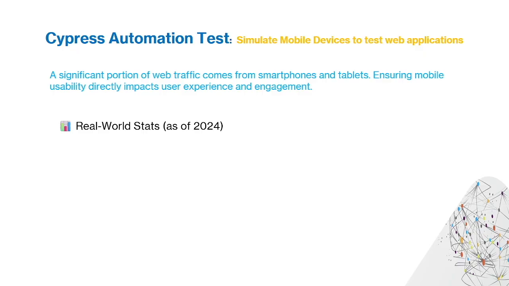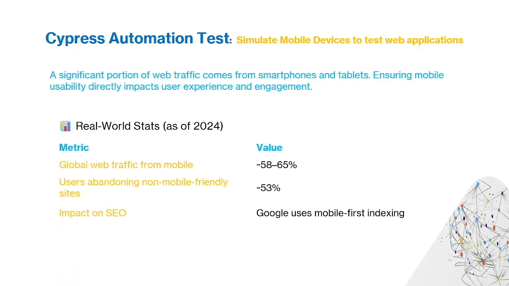So here are some stats. Global web traffic from mobile is about 58 to 65%. About 53% of users abandon websites that are not mobile-friendly. Google uses mobile-first indexing, so there's an impact on SEO.